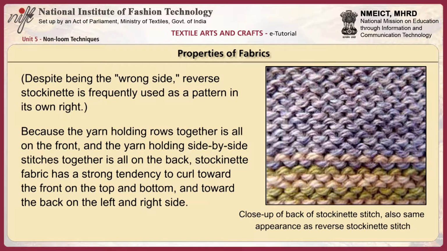Despite being the wrong side, reverse stockinette is frequently used as a pattern in its own right. Because the yarn holding rows together is all on the front and the yarn holding side-by-side stitches together is all on the back, stockinette fabric has a strong tendency to curl towards the front on the top and bottom and toward the back on the left and right side.